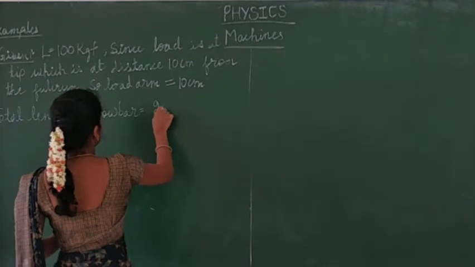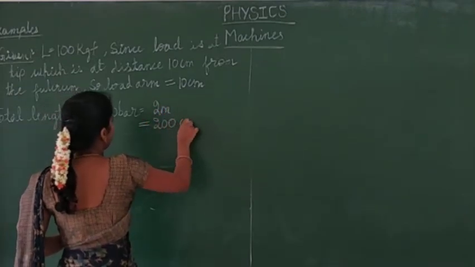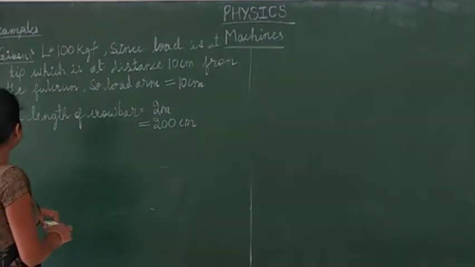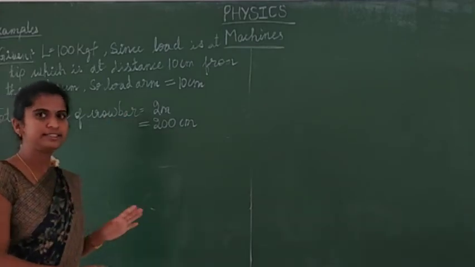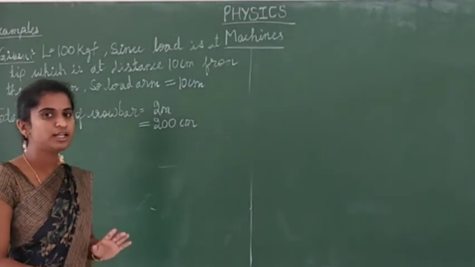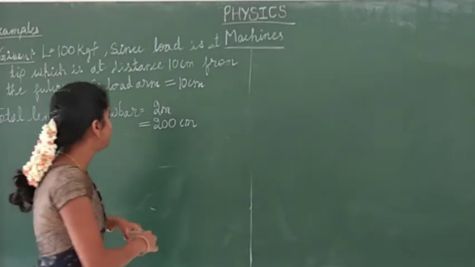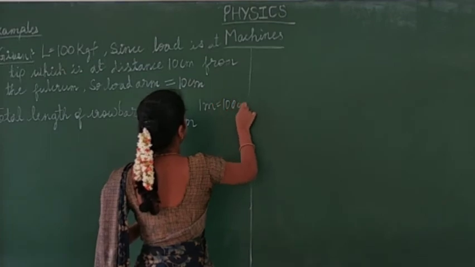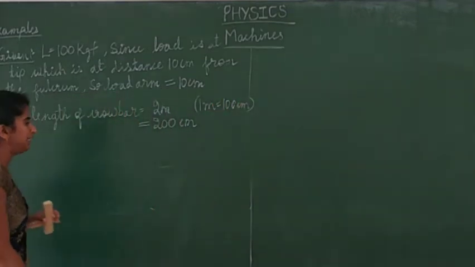That is, for its 200 meter, we can consider it as a diameter 200 centimeter. No need of finding here. Let us confuse here. Total length of the crowbar is 2 meter long. That is from 1 meter equals 100 centimeter, so it becomes 200 centimeter.